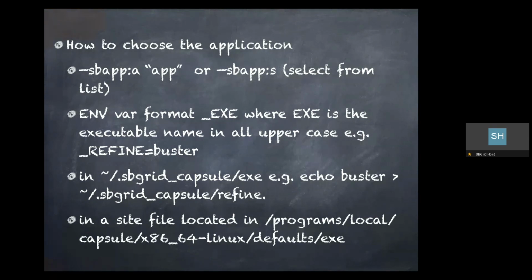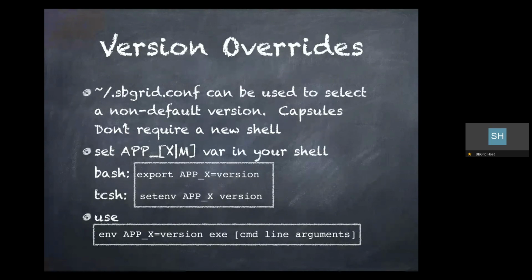So, version overrides. Jason talked a little bit about version overrides. The mechanism that you use for version overrides in the .SBGrid.conf, which works in the monolithic environment, also works in the capsule environment. You do it exactly the same way. So if you make a change in that, the capsules will recognize that change. You can also do it simply by setting the app_x variable, which you can get from the SPAppD, capital L.